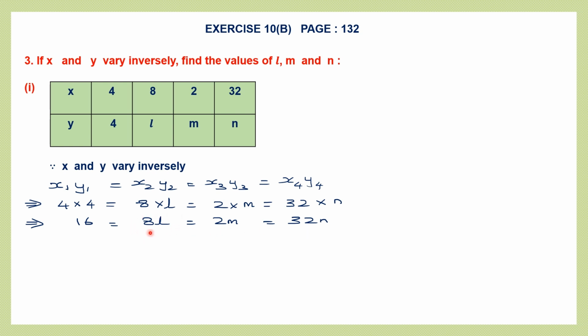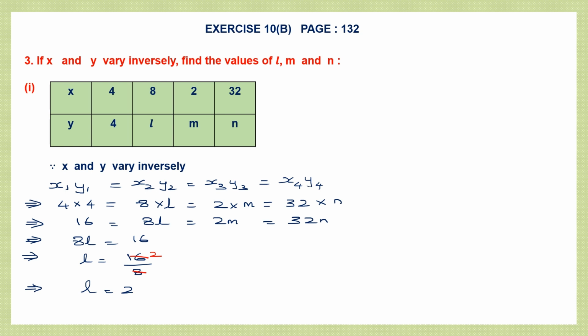So let's take only 8L. 8L is equal to 16. So let's write that. So 8L is equal to 16. We can find the value of L from this. L is equal to 16 divided by 8. Let's cancel. 8 twos are 16. So now we have found the value of L. L is equal to 2.